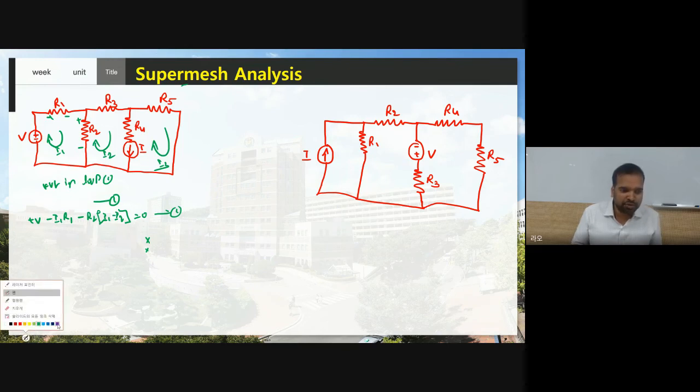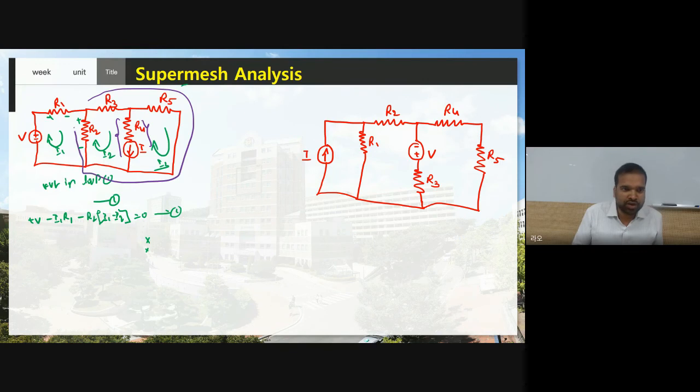So how to form a super mesh? See here, I should not consider this entire branch, and the remaining is what? The super mesh. This total is the super mesh. Then if I apply KVL in this super mesh, I need to start somewhere. For example, I'm starting where? At R2. Then as per this, what current is flowing? I2 and I1, right? So through this R2, I2 current and I1 current are flowing.